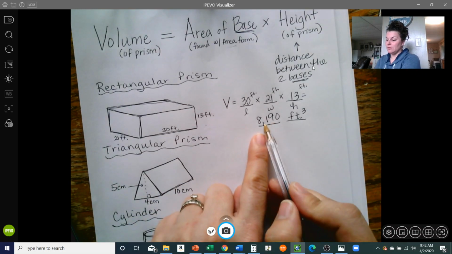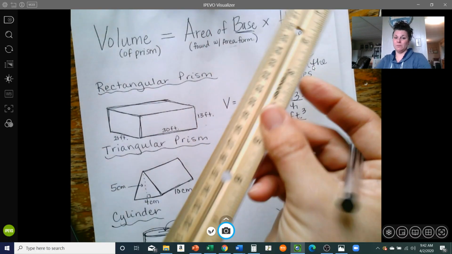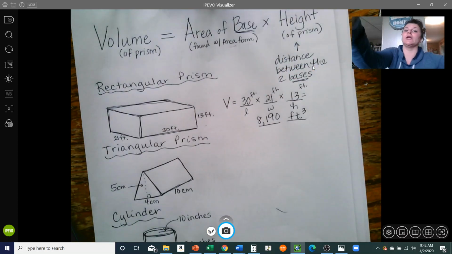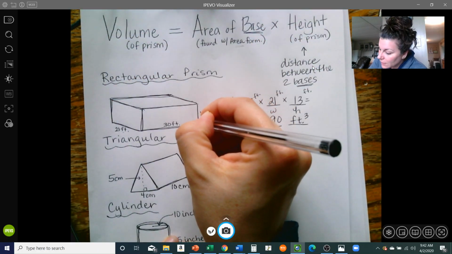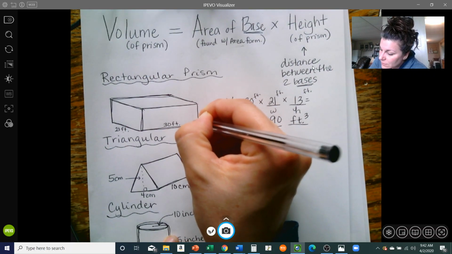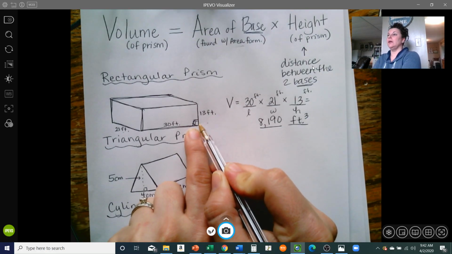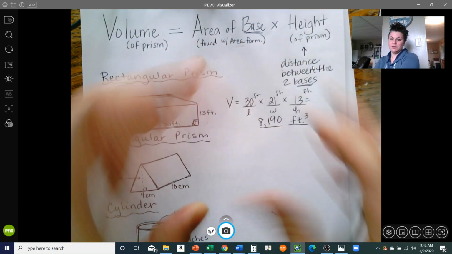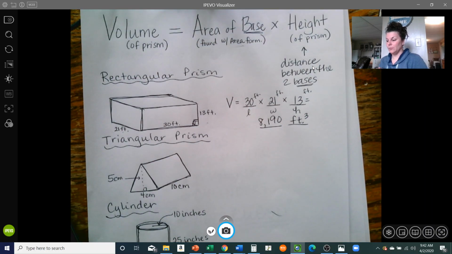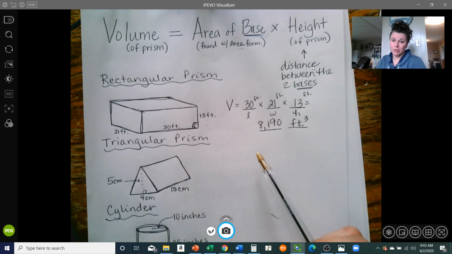So I'm not measuring 8,190 feet. You know, this measures a foot, my ruler. I'm talking about a cube that's 1 foot by 1 foot by 1 foot. If this little cube was in here, that means I would need 8,190 of these boxes to fill that shape. And on some of your problems, you might have a decimal. Doesn't matter. Do it like normal. You can use your calculator, so don't let it be scary.